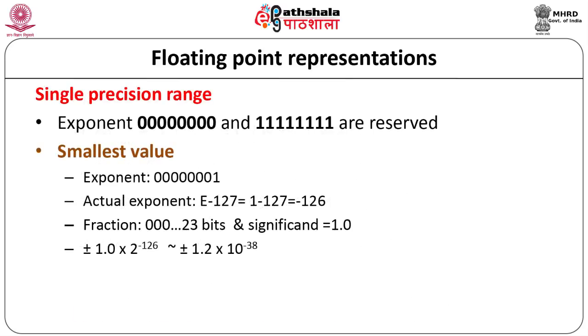Normalized floating point numbers. In normalized form, the radix point is replaced by the first non-zero digit, for example 5.6789 into 10 raised to minus 15, or 1.00110 into 2 raised to 12. For a binary number, the leading bit is always 1 and need not be represented explicitly, which provides an advantage that it saves 1 bit of storage.